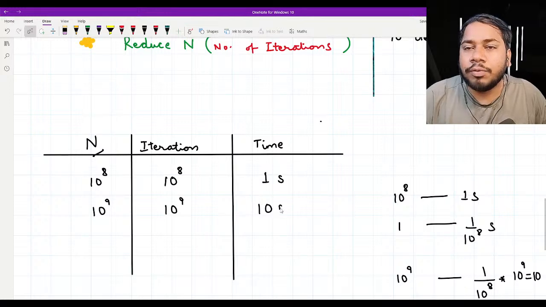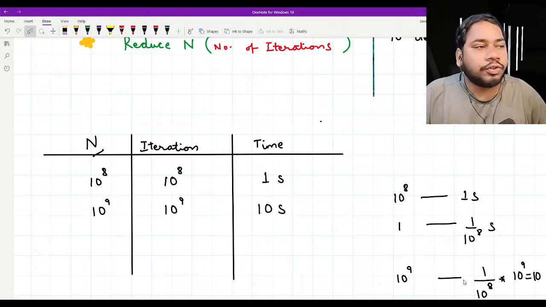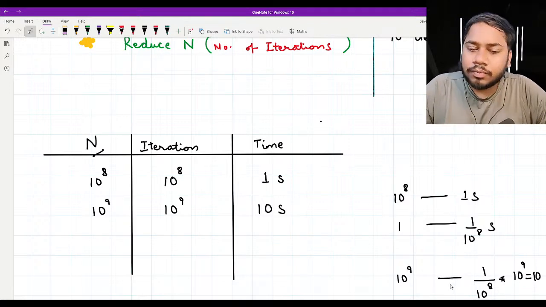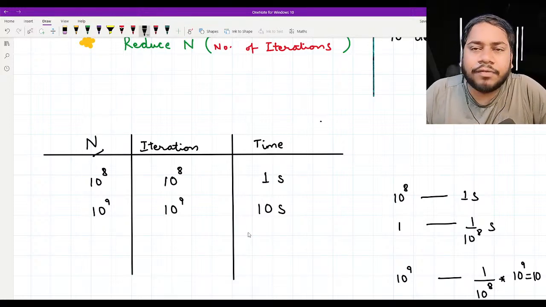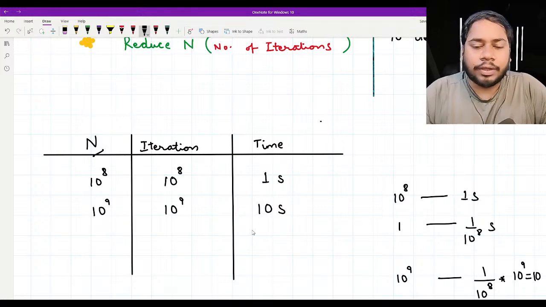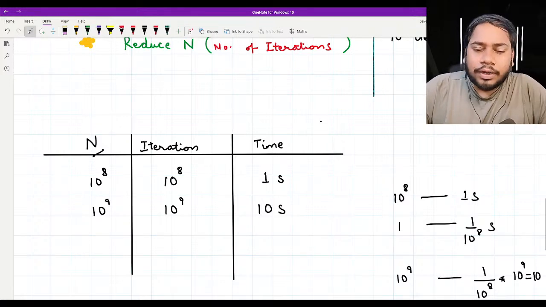I assume you understand this. This is very simple math. So if the number is 10 to the power 9, then it will take 10 seconds. That is completely fine. 10 seconds is okay. So let's go ahead.